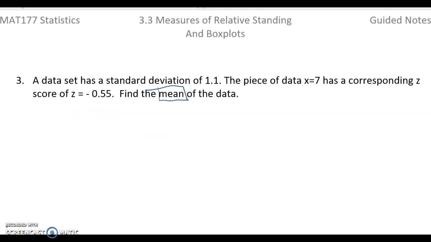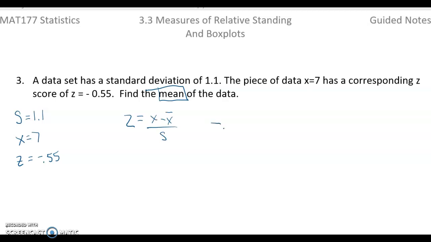We're asked to find the mean. A data set has a standard deviation of 1.1. There's a piece of data, x equals 7, and the z-score corresponding to it is negative 0.55. Given this information, we want to find the mean. So we'll take our z-score formula, z equals x minus x bar over s, and we'll fill in what we know and solve for what we don't know.